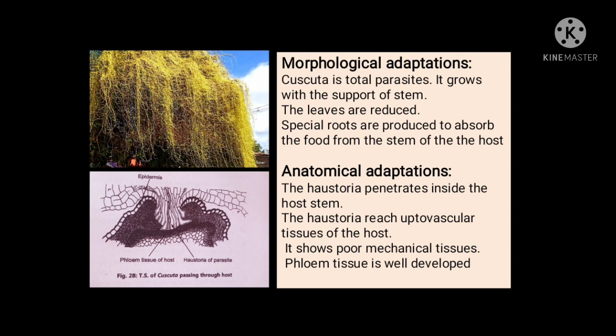It shows there is a development of poor mechanical tissue, but there is a development of well developed phloem tissue. While you observe such a Cuscuta TS, there is a presence of a single-layered epidermis.